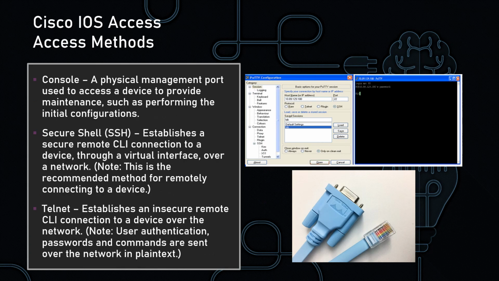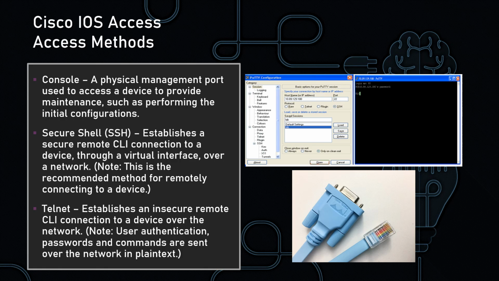The console is a physical management port, what we call in-band services, that we use to access a device to provide maintenance. So initial configurations, primary setup of all of our remote access stuff, it's all done through console. SSH, or secure shell, establishes a secure CLI connection over a remote network interface. So secure shell and telnet are actually what we need to be able to remotely configure a device using what we call out-of-band services.